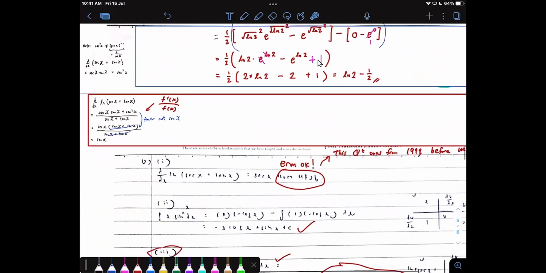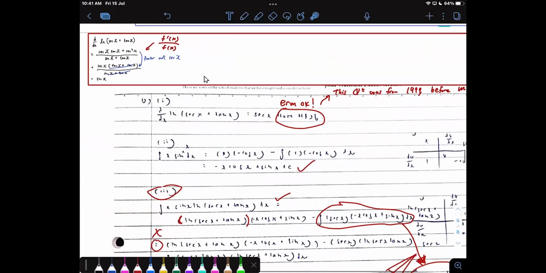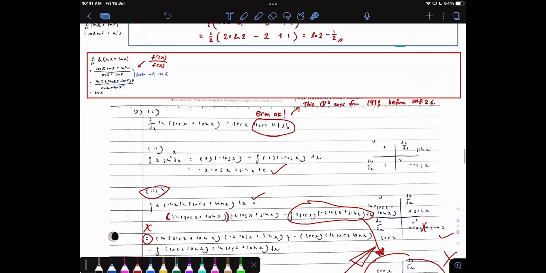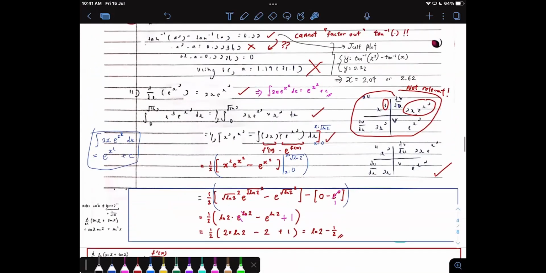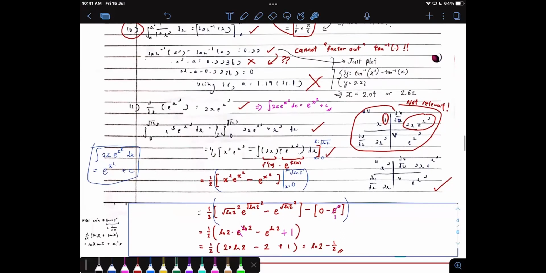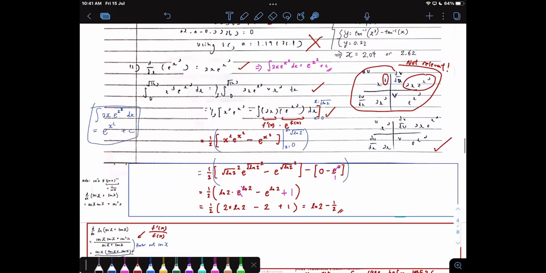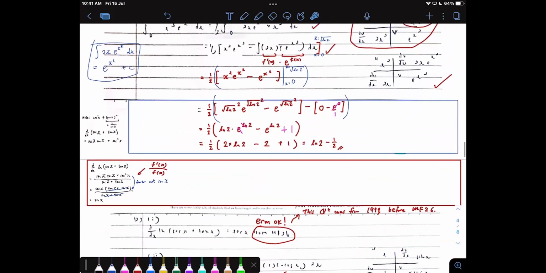Then for part 2, integrating x sine x. What is the question? Let me double check the question first. This is question 12. Where's your question 11 actually? Oh, your question 11 was incomplete. Right. Okay, I'll go back to it later. Question 11, question 12.